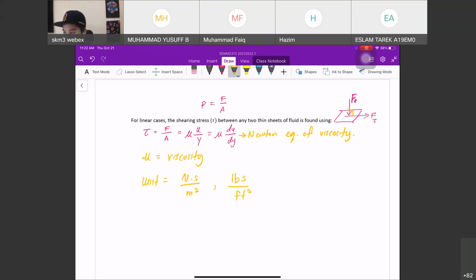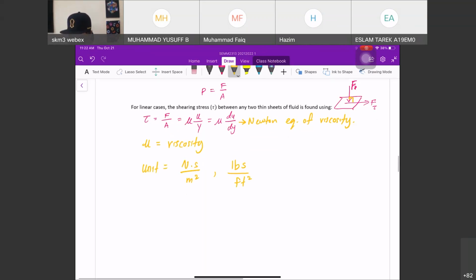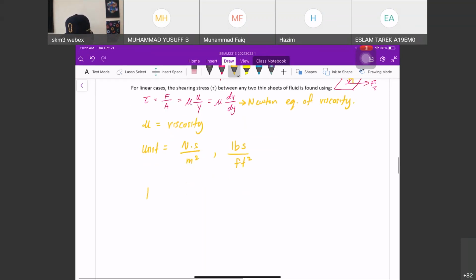Okay, we have another category of viscosity. We call it kinematic viscosity. This one we call the dynamic, or absolute, the same thing. Okay, remember viscosity can be categorized into two, dynamic and kinematic viscosity.